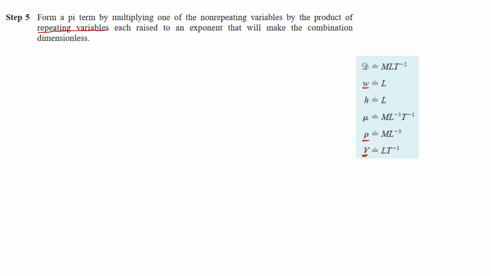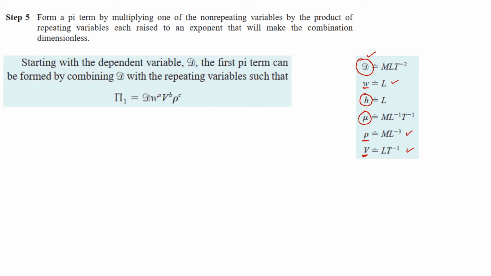The drag force is my non-repeating variable. I'm encircling them. The height is my non-repeating variable, and the viscosity is also a non-repeating variable. So I will take the drag force first and multiply it with the repeating variables to form my first pi term. And this is how I'm going to do that. This will be my pi 1 term.